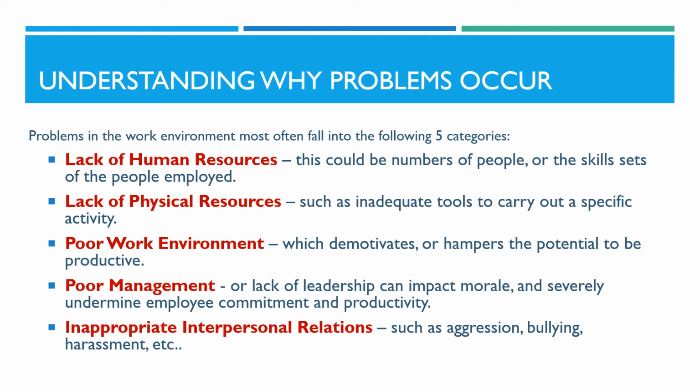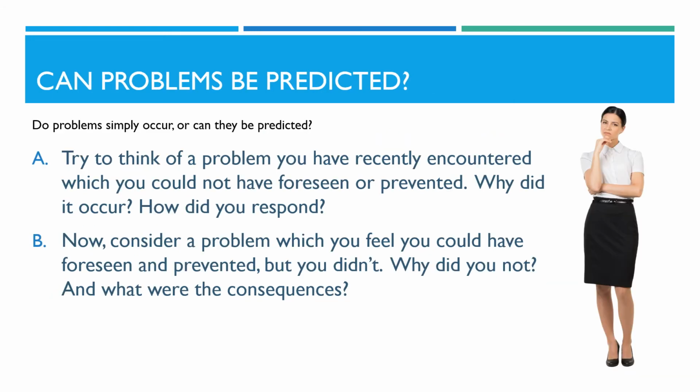Poor management, or lack of leadership can impact morale, and severely undermine employee commitment and productivity. Or, inappropriate interpersonal relations, such as aggression, bullying, harassment, etc. So do problems simply occur, or can they be predicted?